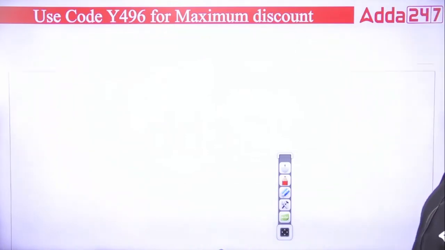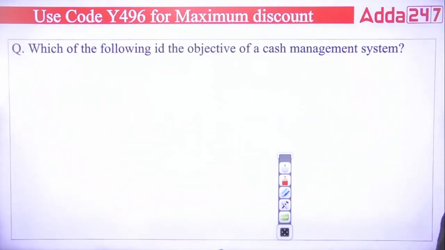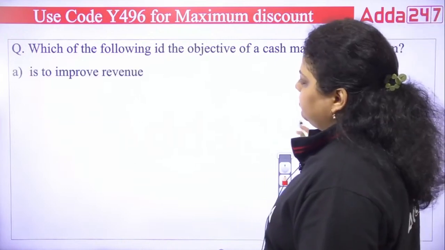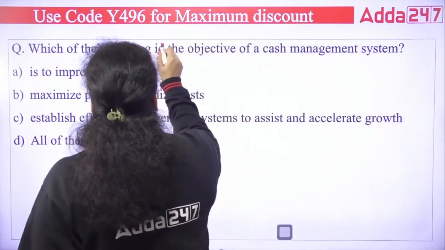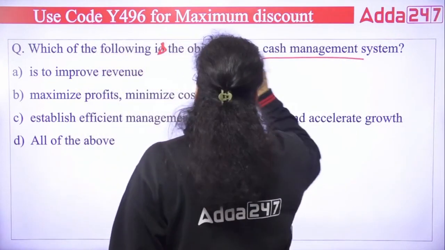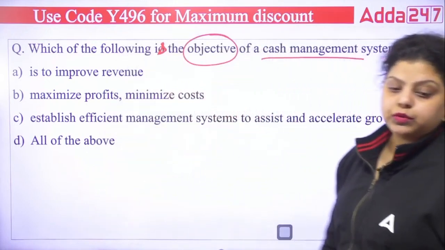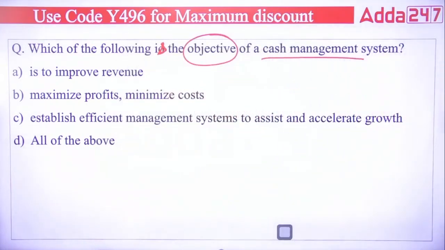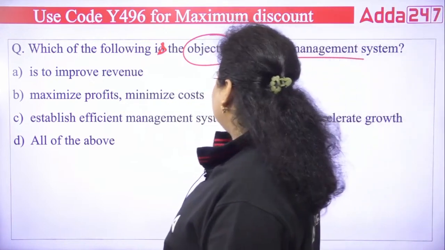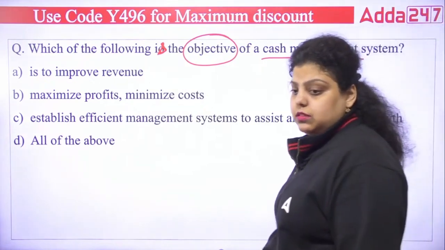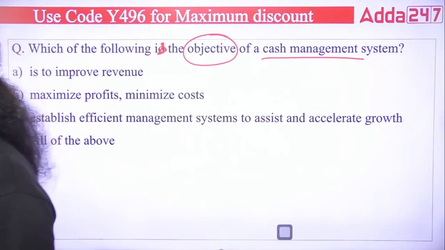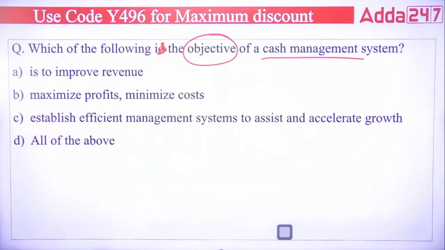Okay, next. Which of the following is the objective of a cash management system? To improve revenue, maximize profit, minimize cost, establish an efficient management system to assist and accelerate growth, or all of the above. Now, out of these four, which of the following is the objective of a cash management system? What help is this system providing you? A, B, C, or D?